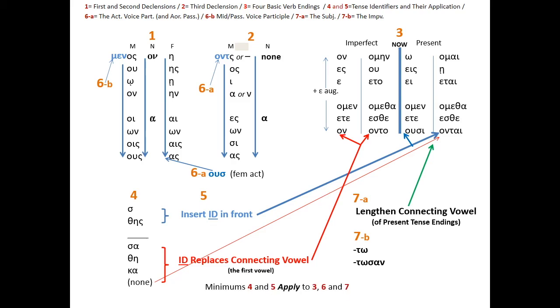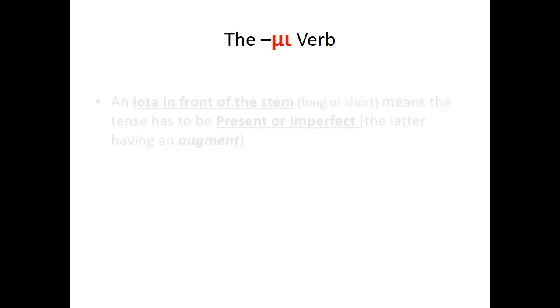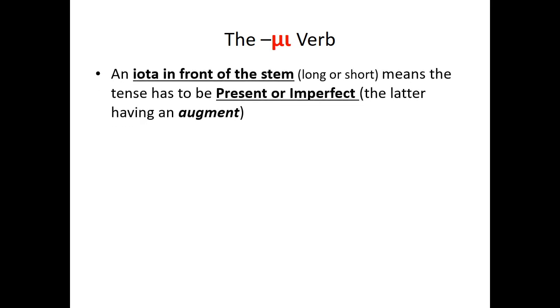The mi verb is on the next page. Well, first of all, let me mention here minimums 4 and 5 apply to minimums 3, 6, and 7. The mi verb, which is so complex for many students, I have simplified with very brief instructions. You look for an iota in front of the stem, and that can be long or short. If you have an iota there, it has to be a present or an imperfect tense. And if it's imperfect, it'll have an augment.